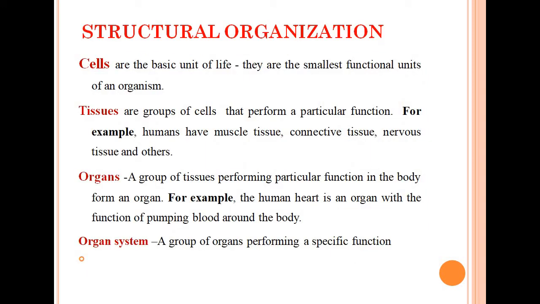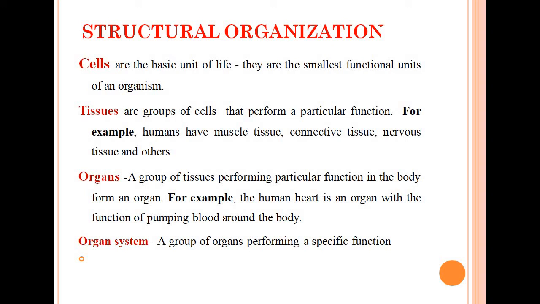Now the first characteristic of living things is the structural organization. Cell, or what? A cell is the basic unit of life. Actually, cells are the smallest functional units of an organism. A cell is the smallest living structure that is able to function independently. Clear? So we have seen here that the cell is the smallest living structure.